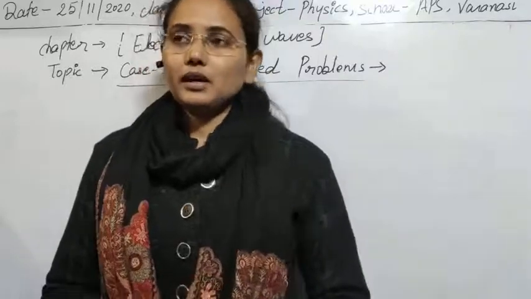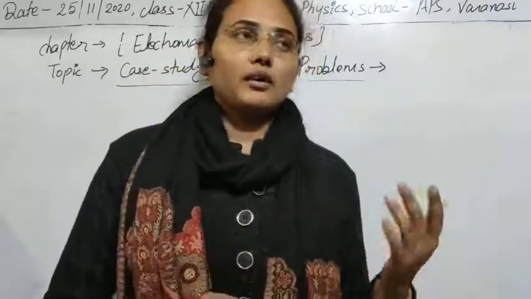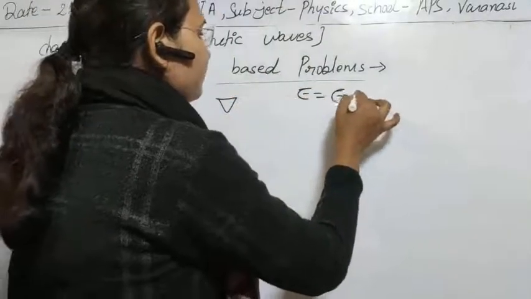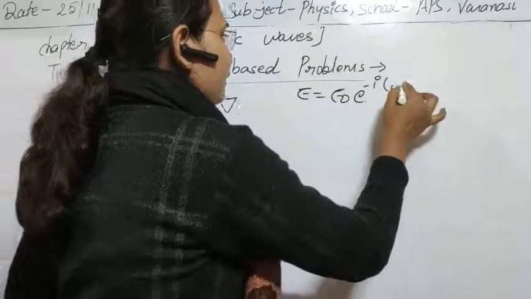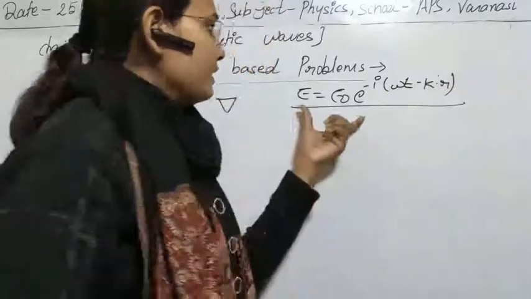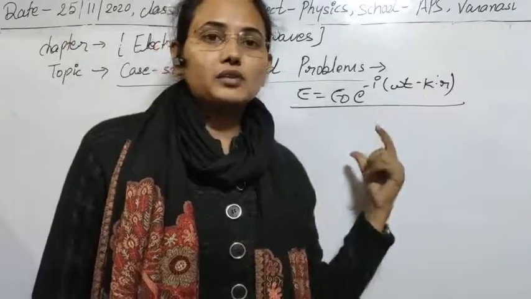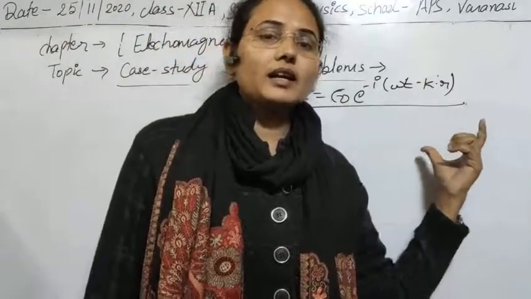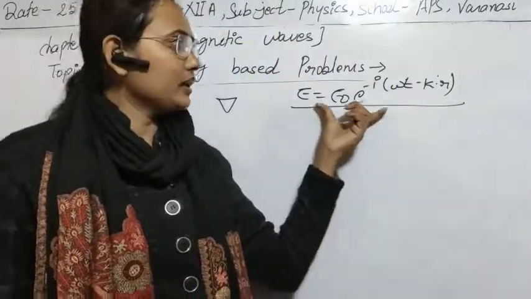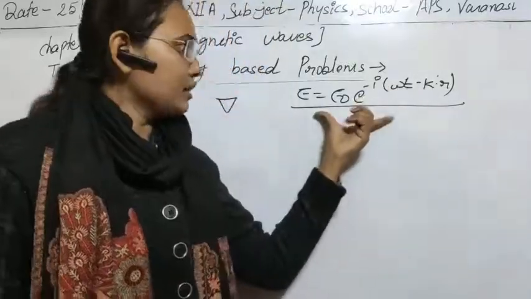Actually, in a 1 mark question it can be asked, and you have to do it very frequently. So as you know, if you use this formula, this is the solution of the wave equation that is obtained when we have taken the curl of equation 3 and curl of equation 4. So when we take curl of equation 3, the equation in E is obtained, and this is the solution of that equation.